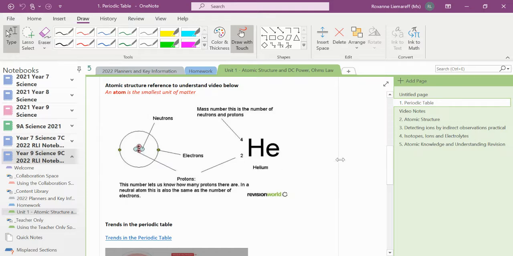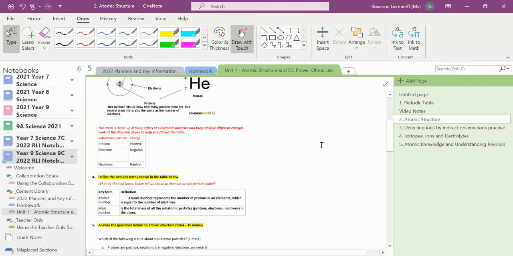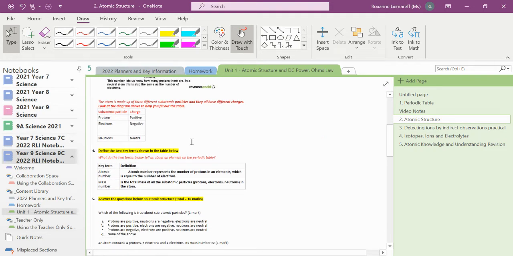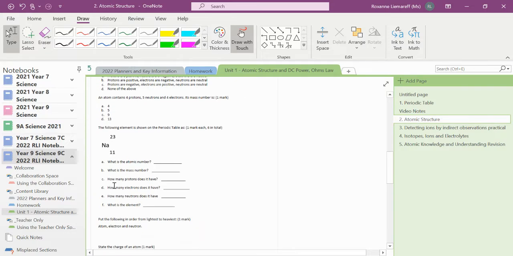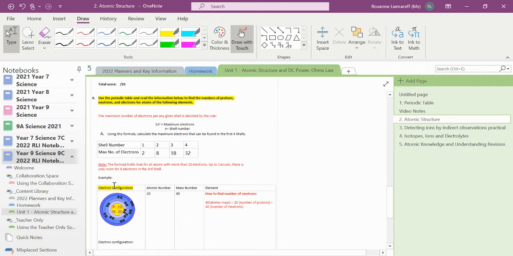Let's move back and have a look at this particular worksheet. It was expected that students fill out the different charges of each subatomic particle. A definition was provided for what an atomic number and a mass number are. We also looked at the rule here, that this information gives us the ability to find the number of protons, neutrons, and electrons for atoms in various elements.